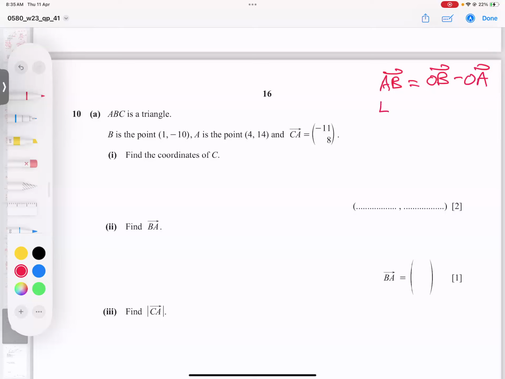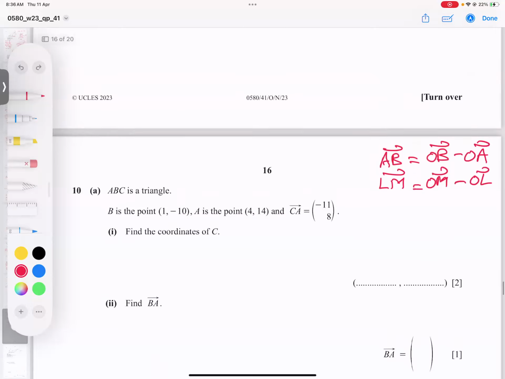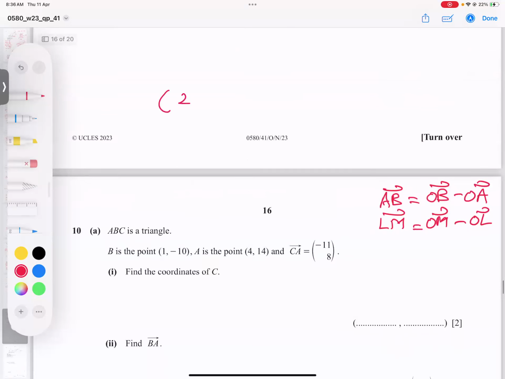If I have LM, the vector ending at M, I start from M: OM minus the starting letter. Every time we introduce O only, no other letter. And for your knowledge, this is called a coordinate system. For example, 2, 4 is a coordinate system. If I introduce just O before A, this becomes a vector system, with 2 up, 4 down. This is called a vector system.